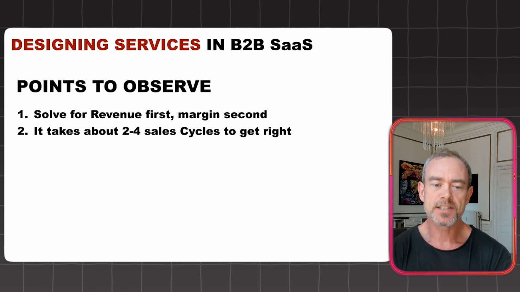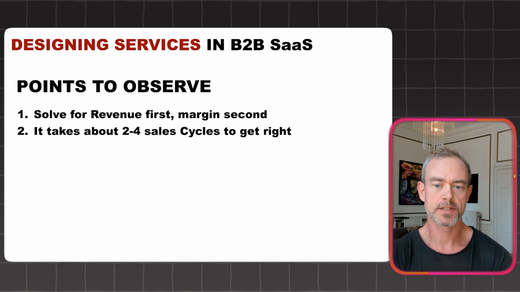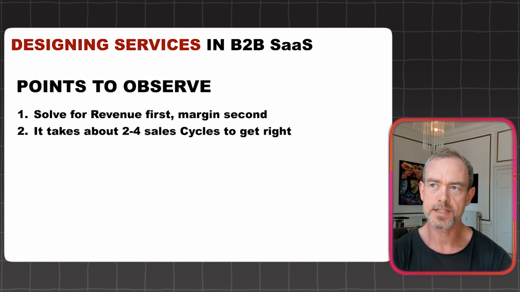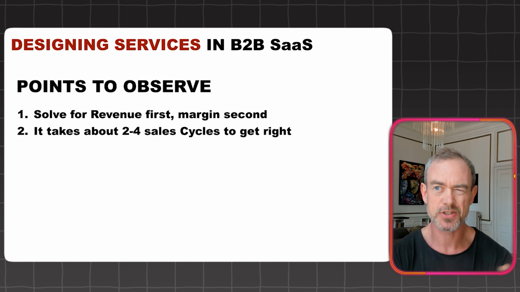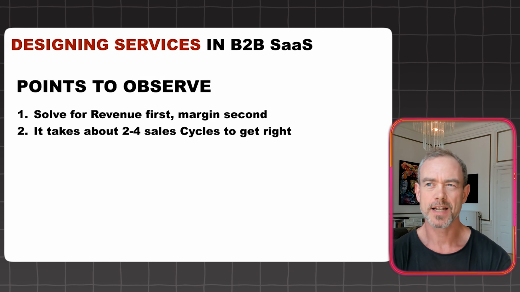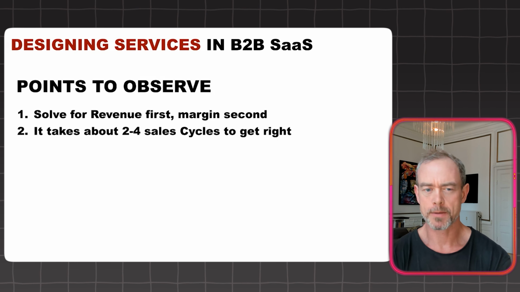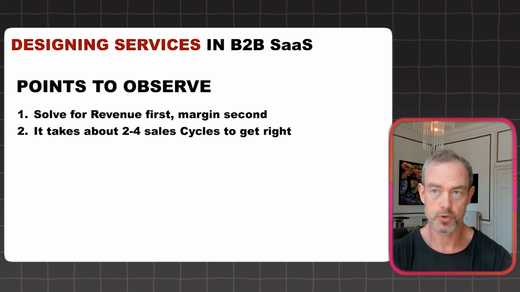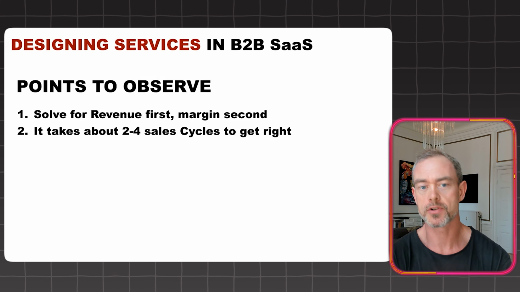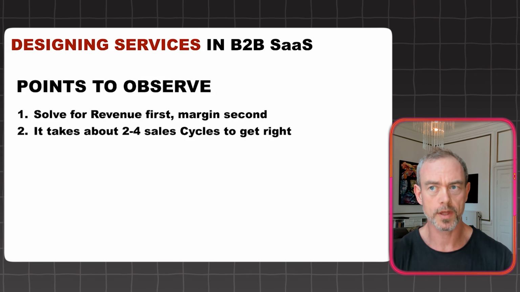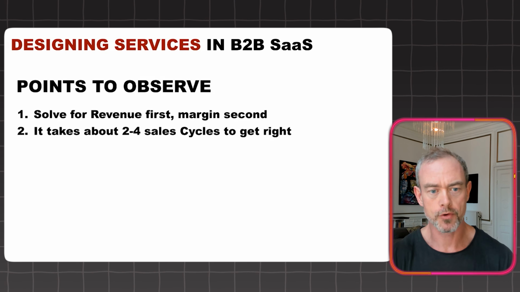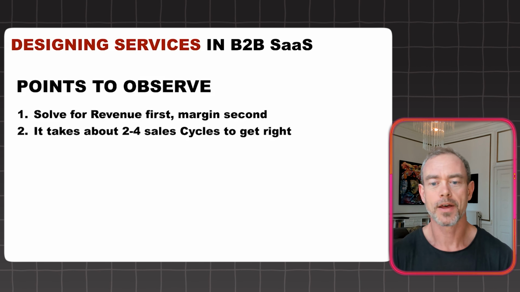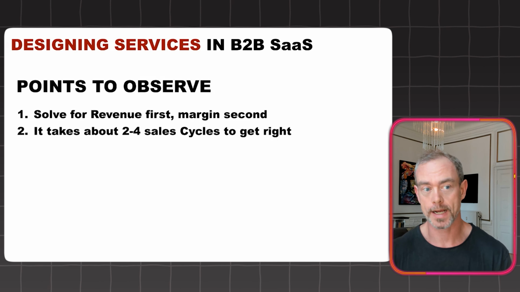Second is it tends to take about 2 to 4 sales cycles to get right. I use sales cycles here because it sort of scales with ACV, but you need to have a sales cycle where you make promises, maybe 2, and then you actually get some sales and you start to deliver some services, and then you improve them, you learn, and then you have a few more sales cycles until you're sort of set. And that's about it. And this is if you work hard at it, right?